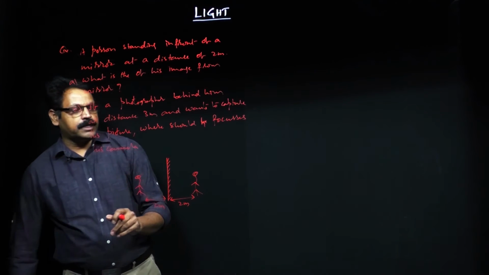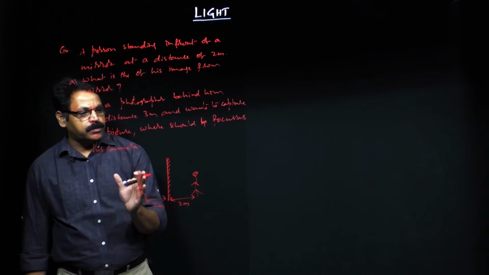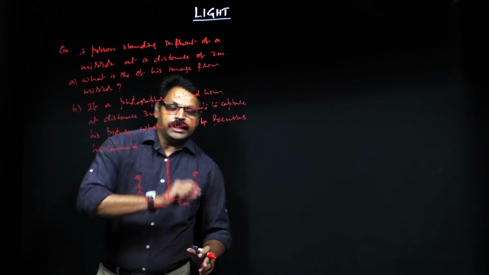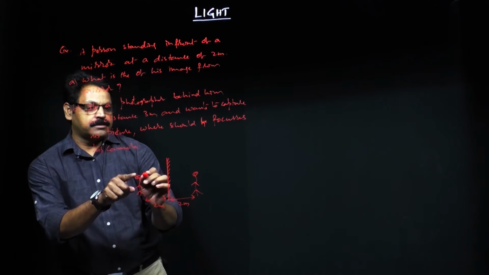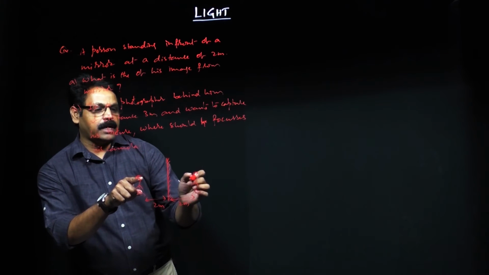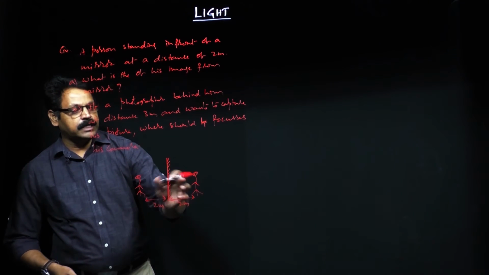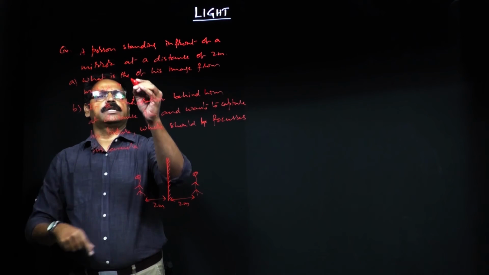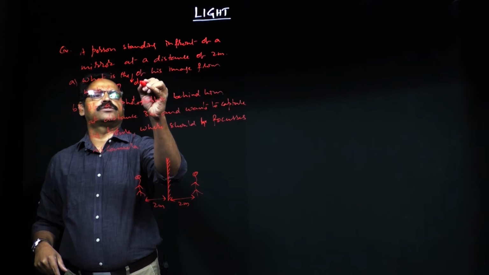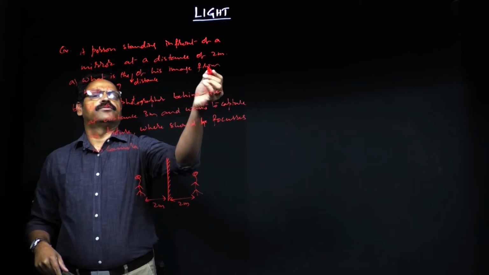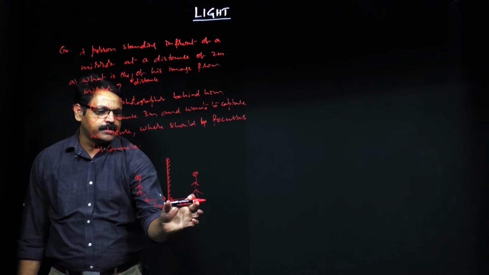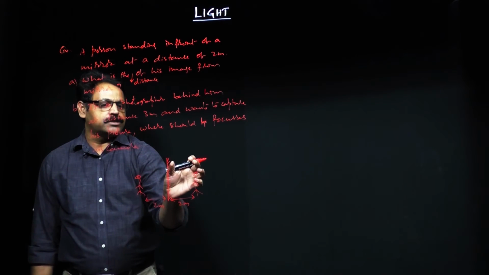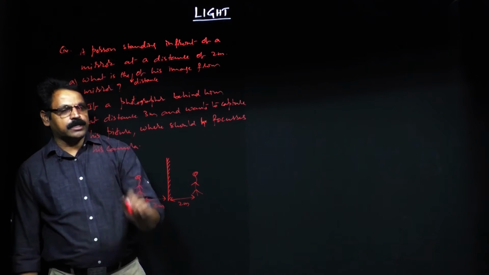And this image property is virtual, that means which cannot be traced on the screen. And one more thing is, it is laterally inverted. That means when he observes his image, his right eye appears to be left, left eye appears to be right. That means a laterally inverted image he will get. So for the first question, what is the distance of his image from the mirror? The distance of his image from the mirror is again 2 meters, because distance of the object is equal to distance of image in case of the plane mirror.